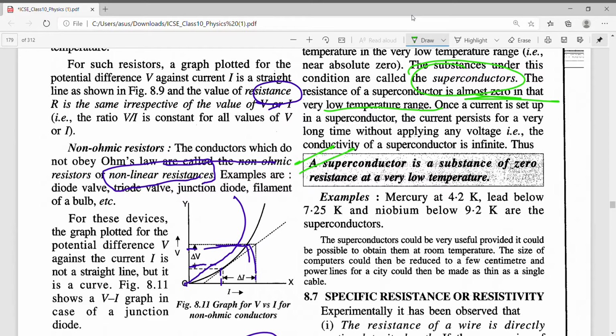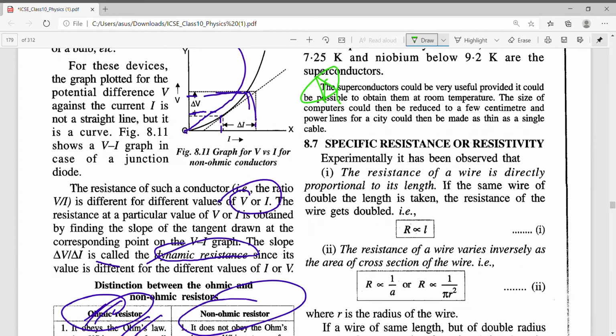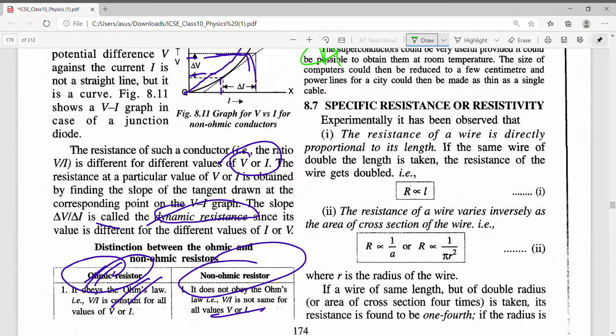Okay, wait. Superconductors would be very useful if it could be possible to obtain them at room temperature. The size of computers could then be reduced to a few centimeters, and power lines for a city could be made as thin as a single cable. Wow. Interesting fact, no? Okay, specific resistance or resistivity, an important topic again.